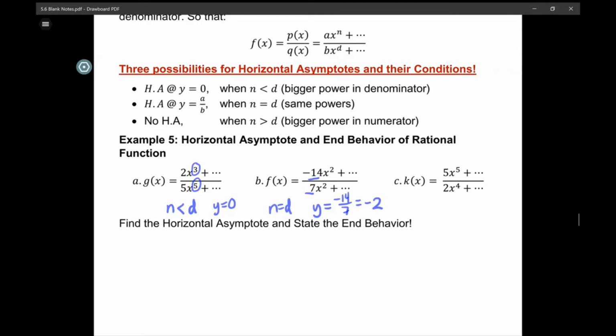And finally, if we look at the last one, the power on the numerator is bigger than the power on the denominator. So when the numerator is bigger than the denominator, there is no horizontal asymptote for that guy.